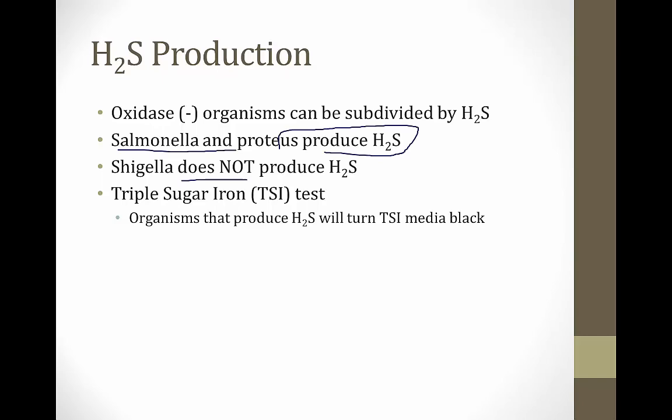And you can use a test called the triple sugar iron test to look for production of hydrogen sulfide. Organisms that produce hydrogen sulfide, like Salmonella, will turn the TSI media black. Organisms that do not produce hydrogen sulfide, like Shigella, will not turn the medium black. So this is a simple test to see if the organism can produce hydrogen sulfide, and it's largely used to separate Salmonella from Shigella, because as you know, they can both cause enteric infections.